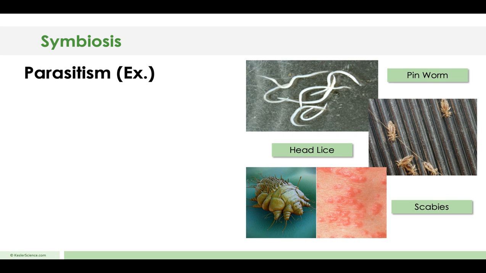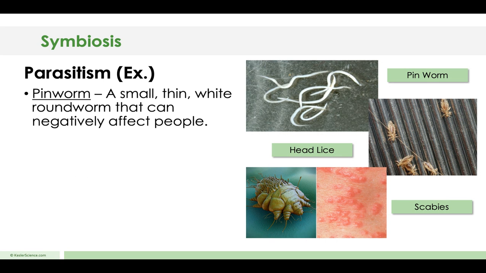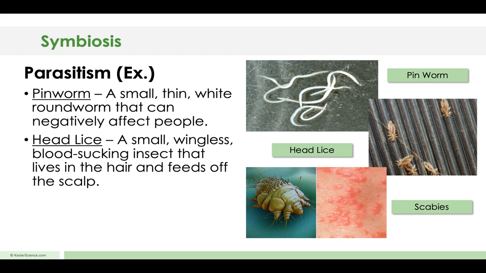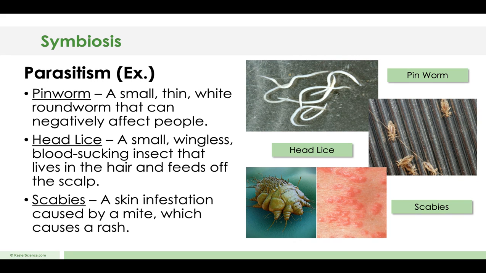Some examples of parasitism: pinworms. They're small, thin worms. Those can negatively affect people. Other worms would be heartworms in your dog, or tapeworms in humans. Head lice, fleas, ticks, scabies, leeches, all of those are examples of different parasites.